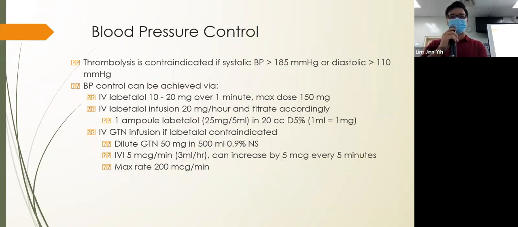Okay, so to control the BP to less than 185/110, this can be done either via labetalol, or GTN if labetalol is contraindicated. We can give IV or we can start an infusion and then taper accordingly. Same goes for GTN infusion.